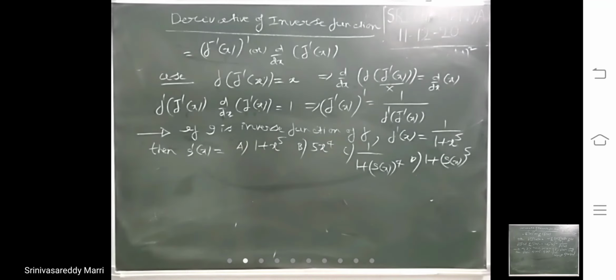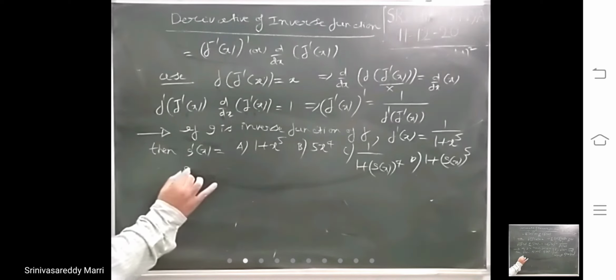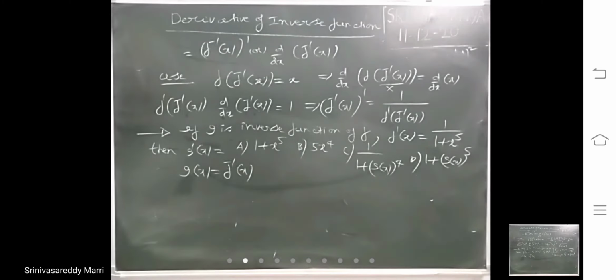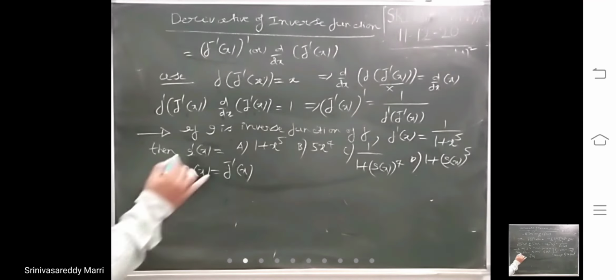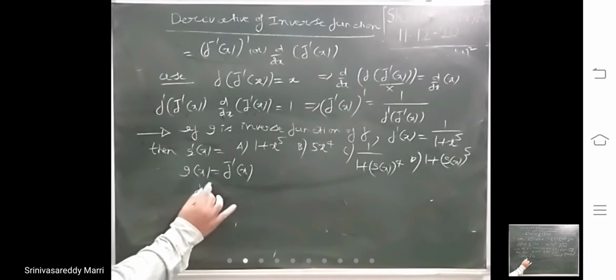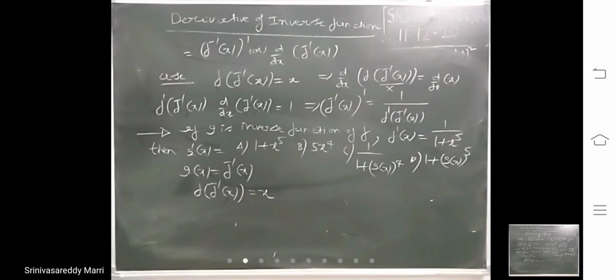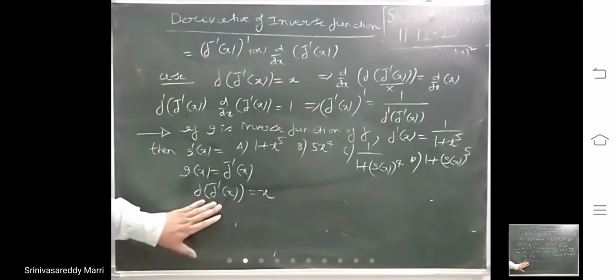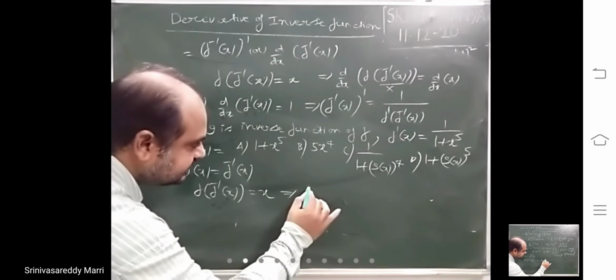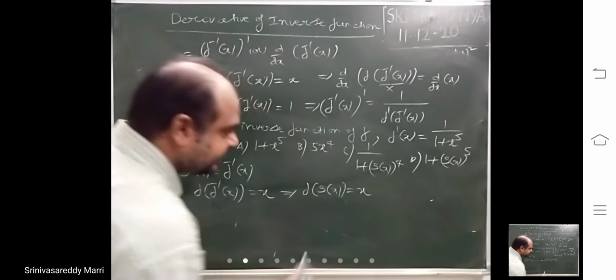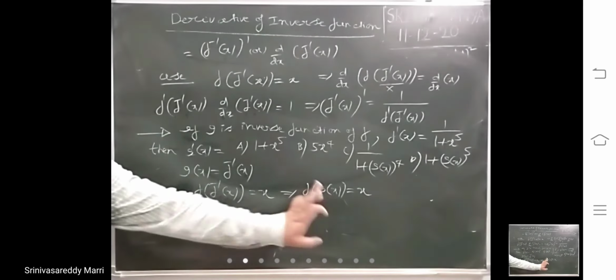Look at this model, simple example. Given that g is inverse function of f, that means g of x is nothing but f inverse of x. Now you have to find the derivative of the inverse. What is the concept? F of f inverse x equal to x. You can take this relation first. Now f inverse x is given as g of x, so this equation becomes f of g of x equal to x.